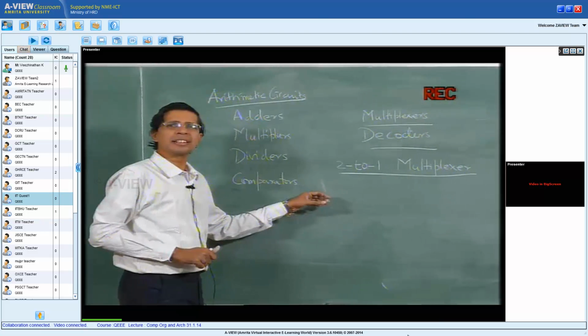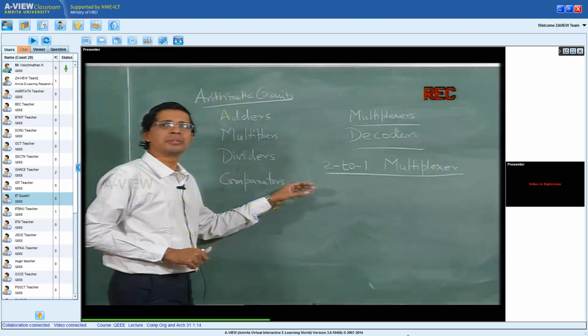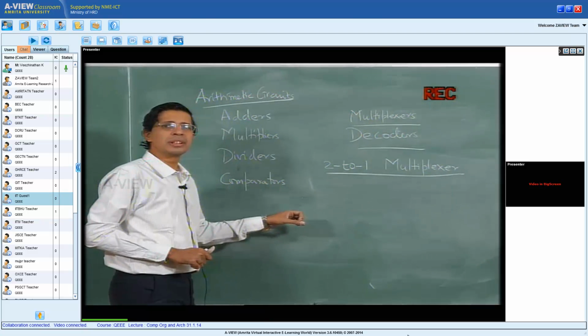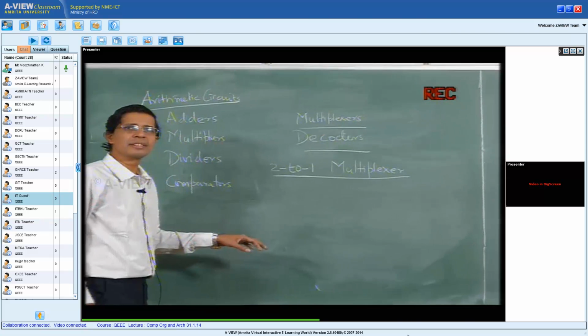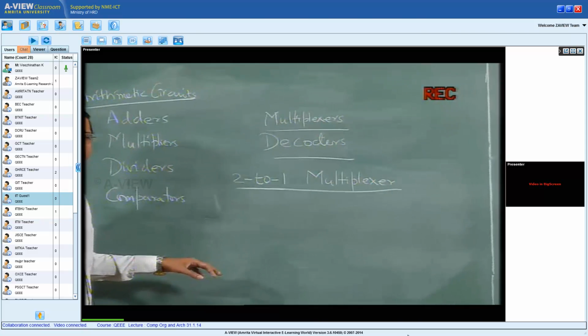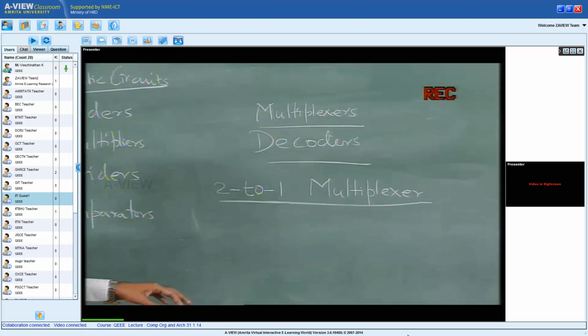The brightness is not right, make it, it is very dull. Yeah.